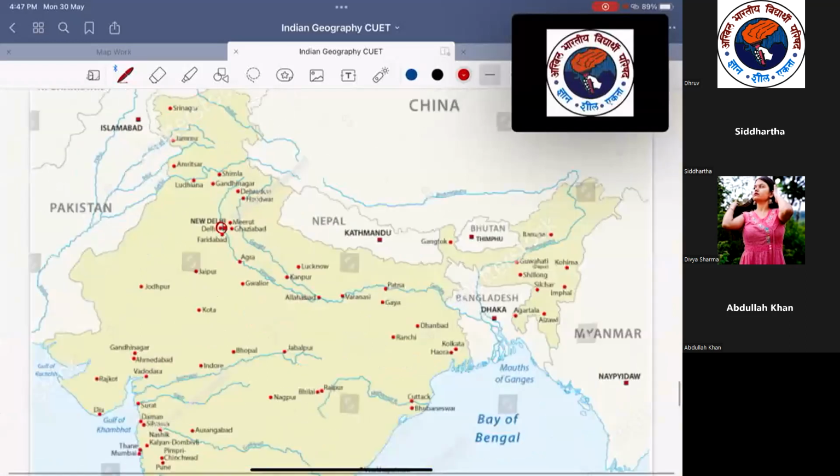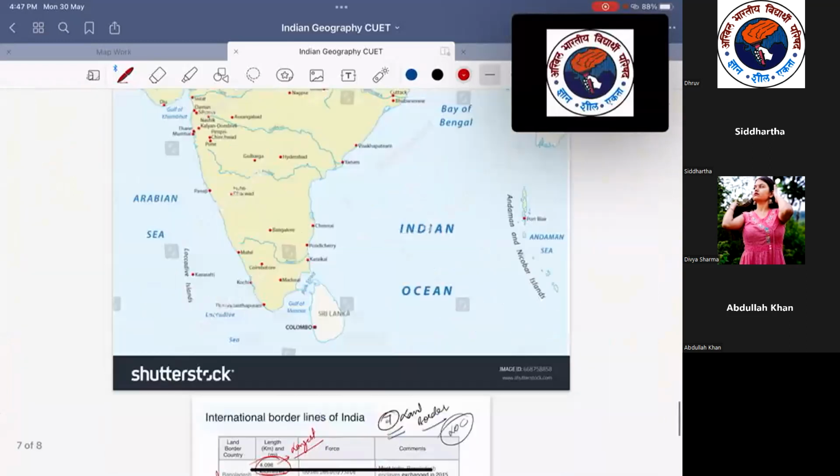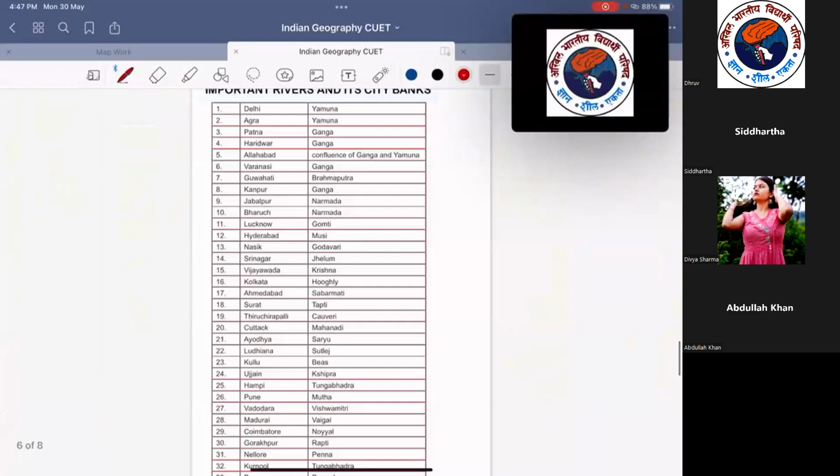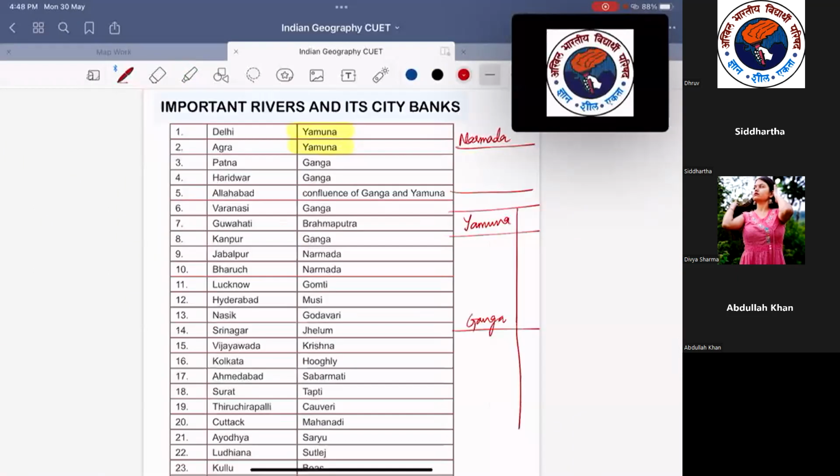Yamuna, few important rivers I'll mark here. Yamuna, Ganga, then Narmada. These are the few important rivers that you have to keep in mind, that they pass through which significantly important cities. So from where does Yamuna pass? It passes through Delhi, it passes through Agra.